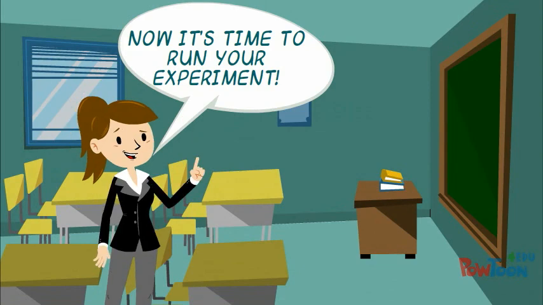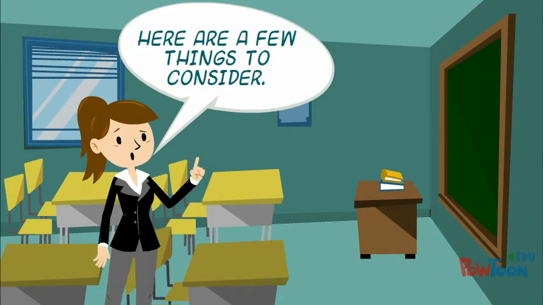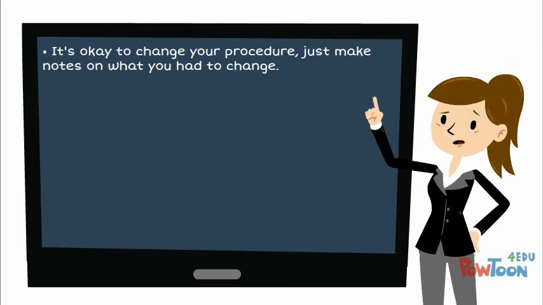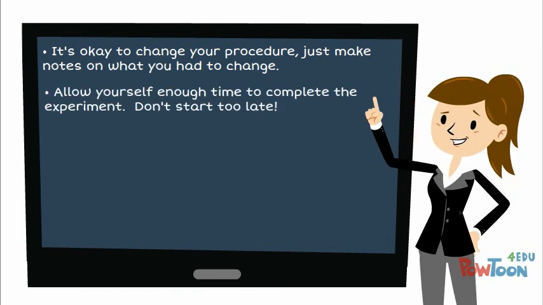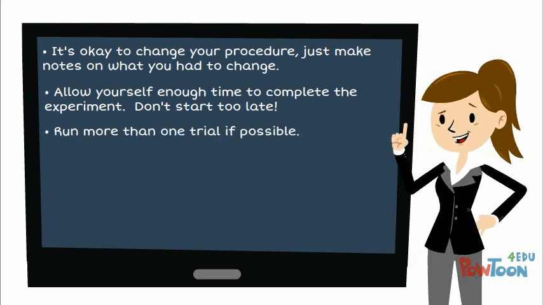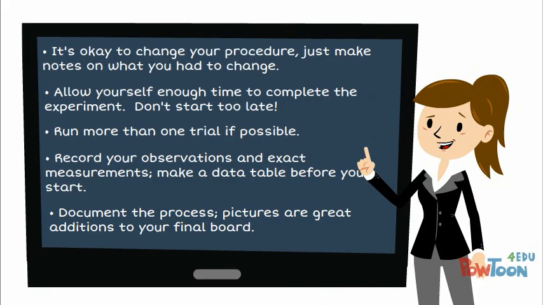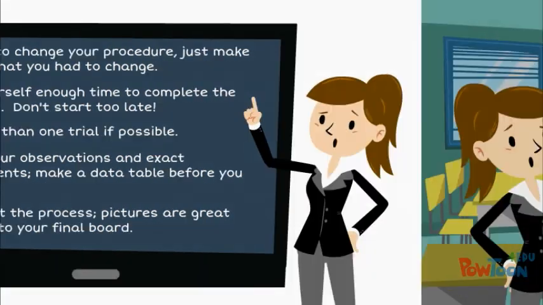Now it's time to run your experiment. Here are a few things to consider. It's okay to change your procedure, just make notes on what you had to change. Allow yourself enough time to complete the experiment. Don't start too late. Run more than one trial if possible. Record your observations and exact measurements. Make a data table before you start. Document the process. Pictures are great additions to your final board.